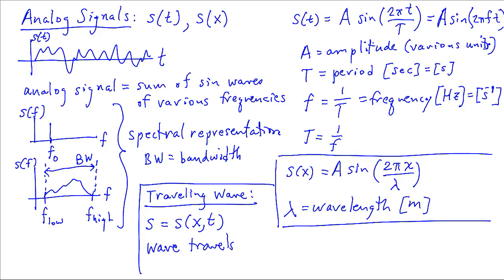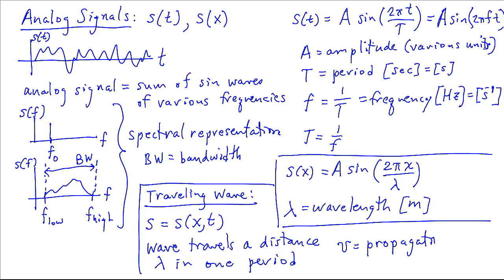a distance lambda in one period. In other words, v, which is the propagation speed, is equal to, v has units of velocity, something like miles per hour. It's distance divided by time, so I'm going to put lambda over big T here.